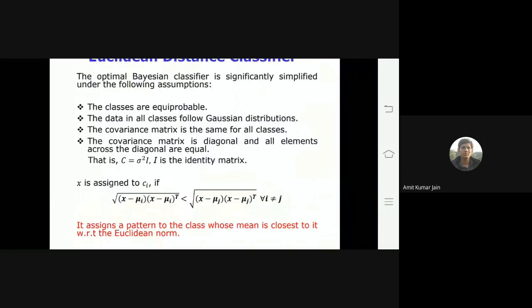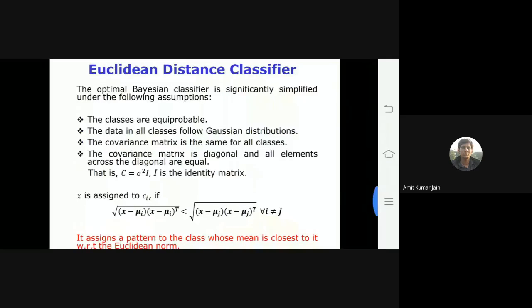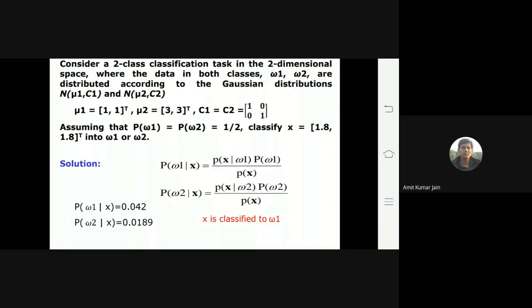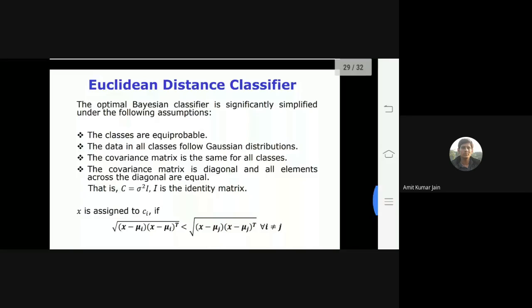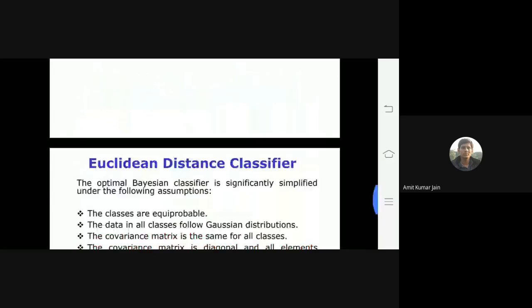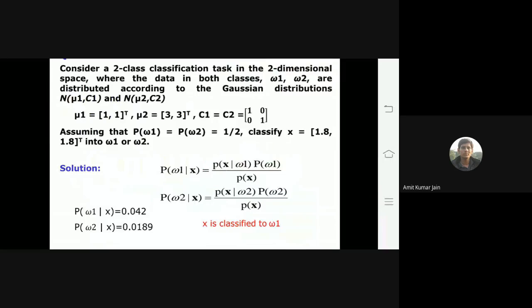The last condition is very important: the covariance matrix should be a diagonal one, and all the elements across the diagonal are equal. I hope I already told you that we need the help of linear algebra and probability theory to understand the concepts of machine learning and pattern recognition algorithms. And here it is required to understand the concept of a diagonal matrix. In a diagonal matrix, the principal diagonal values should be non-zero and all other values should be zero. The matrix should be diagonal and all the elements across the diagonal should be equal. Here 1, 0, 0, 1 satisfies that condition. If the values are 2, 0, 0, 2, this condition is also satisfied, because 2, 0, 0, 2 is a diagonal matrix and all the diagonal elements are the same. So this particular problem can also be solved using the Euclidean distance-based classifier.